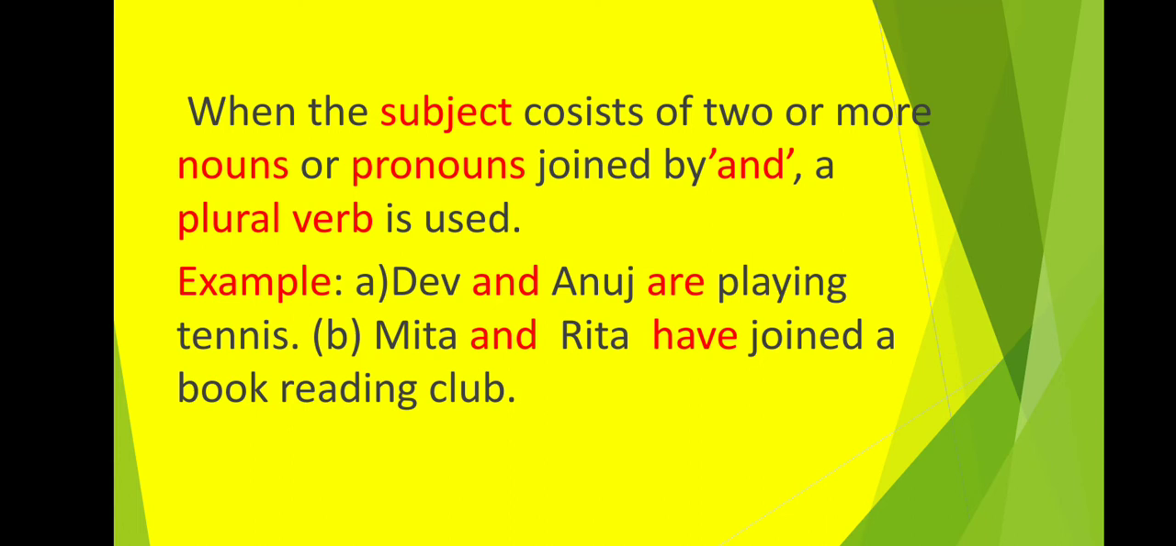So Dev and Anuj: when the subject consists of two or more nouns, here two nouns are Dev and Anuj joined by and, a plural verb is used, that is are. Next example, Mita and Rita, plural subjects joined by and, and the verb that is used is also plural, that is have. Mita and Rita have joined a book reading club.